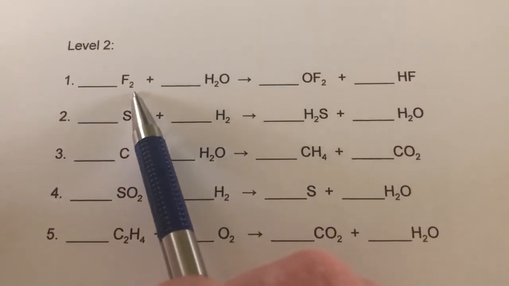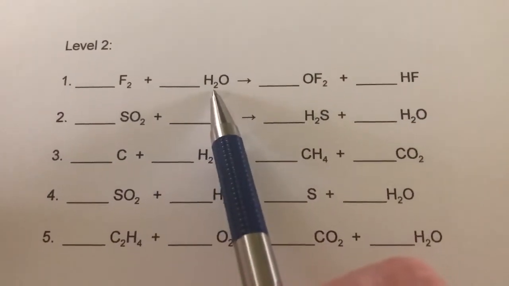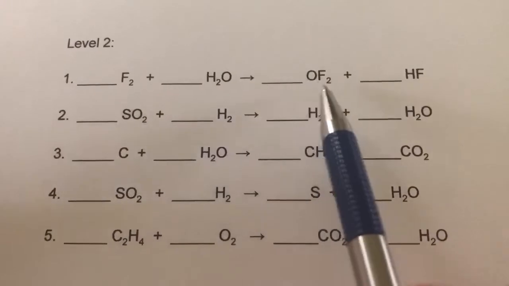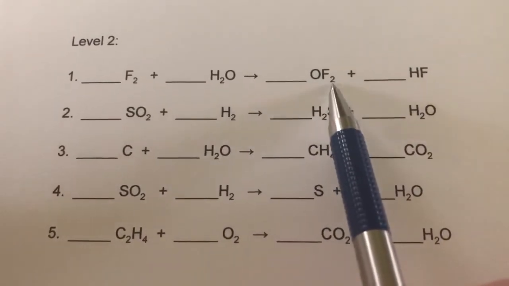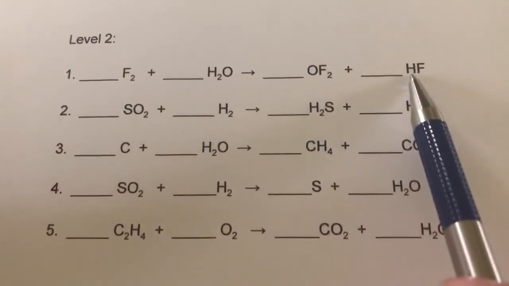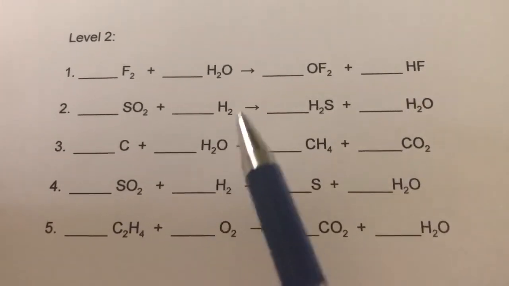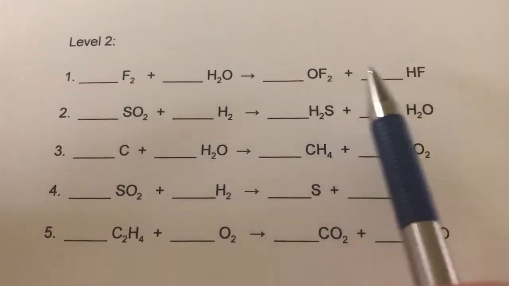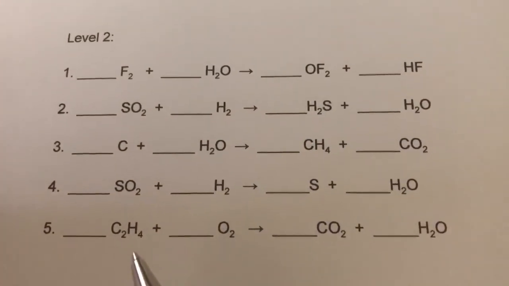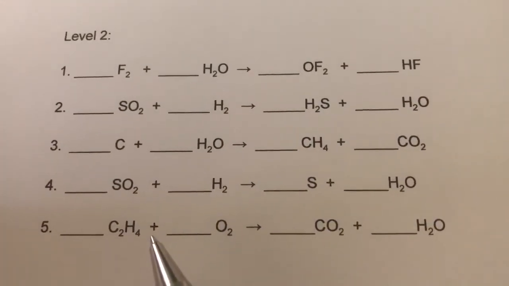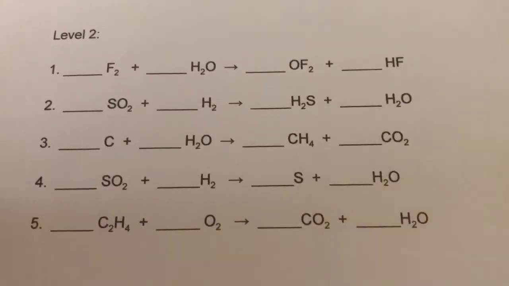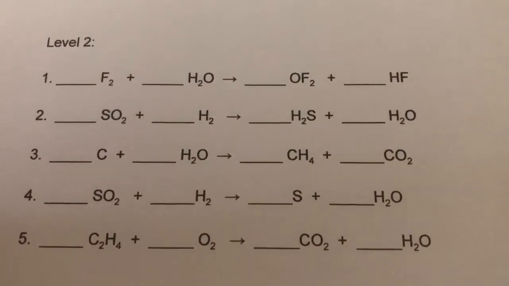You have 2 fluorines. You have 2 hydrogens, 1 oxygen, 2 fluorines, 1 hydrogen, 1 fluorine. What you notice here is that you have hydrogen and oxygen on both sides. And I like to tell students, if you have hydrogen and oxygen, save those for the end. So that leaves us with fluorine.